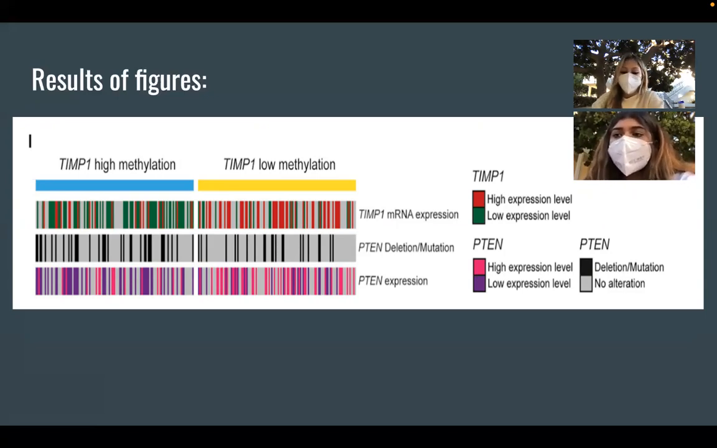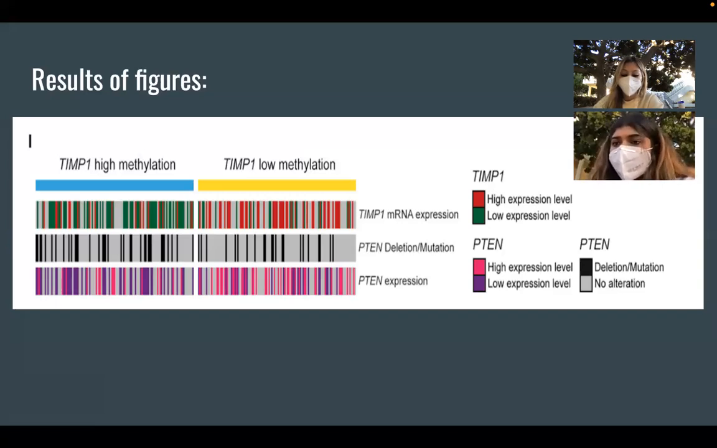As you can see, the red high expression levels of TIMP1 work very well with low methylation TIMP1. As you can see, the red is more prevalent and occurs the most in TIMP1 low methylation than it does in TIMP1 high methylation. Vice versa also applies to low expression levels, which is colored in green.